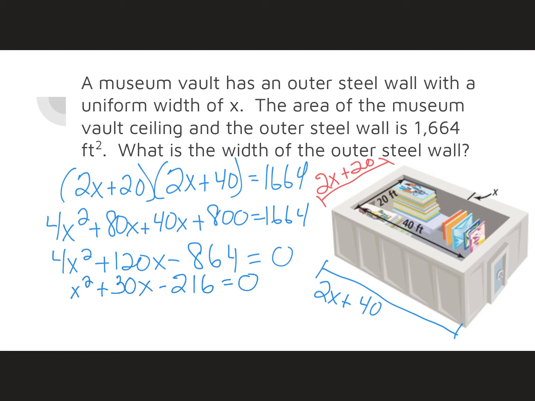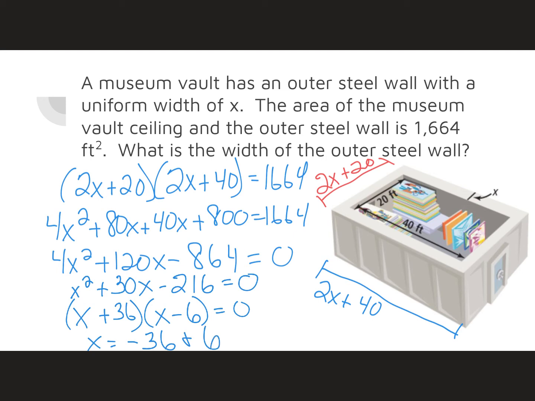Now I just need to figure out what two numbers multiply to negative 216 and add to 30. Obviously, the larger number will be a positive number. So let me think about this for just a second. I need to end up with 30. So I can do positive 36 and negative 6. So this is x plus 36 times x minus 6. So my two values for x are going to be negative 36 and positive 6, where I set each one equal to 0.